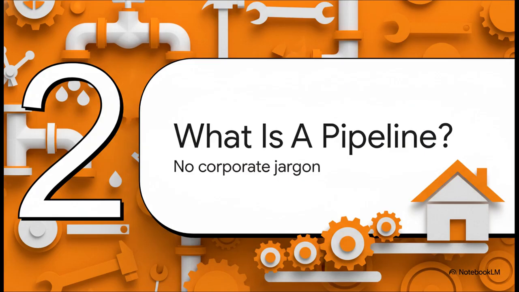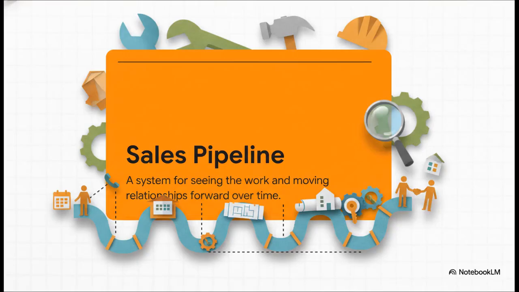Section 2. What is a pipeline? I promise you right up front, we are completely stripping away all that polished corporate jargon today. You are definitely not going to hear me talking about pipeline velocity or automated digital dashboards. A sales pipeline is simply a system for seeing the work and moving relationships forward over time through a series of defined stages. The crucial point here is that a pipeline isn't just about aggressively closing a deal.